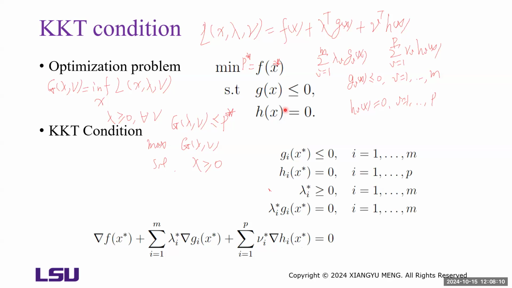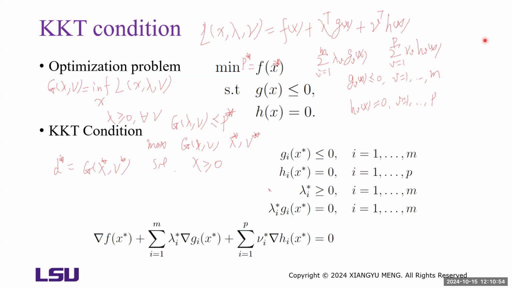Then the optimal solution of the dual problem, lambda star and v star, are referred to as the dual optimal or optimal Lagrange multipliers. No matter whether the primal problem is convex or not, the dual problem is always a convex optimization problem. Let's use D star to denote the best value of the Lagrange dual problem. So that is g(lambda star, v star).